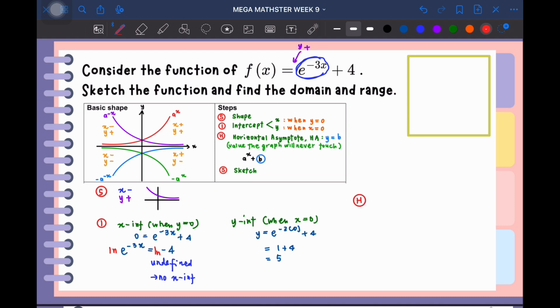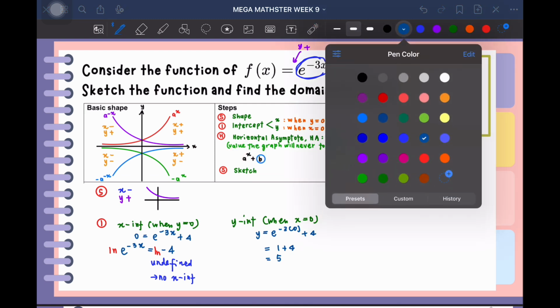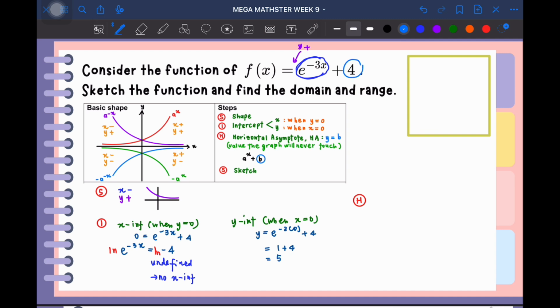Okay, so how do we find our horizontal asymptote? It's very easy. Look over here. Our horizontal asymptote is going to be the constant, the number that you have at the back, or sometimes in the front. In our case, the number that we have at the back here is 4. So 4 is going to be your horizontal asymptote.